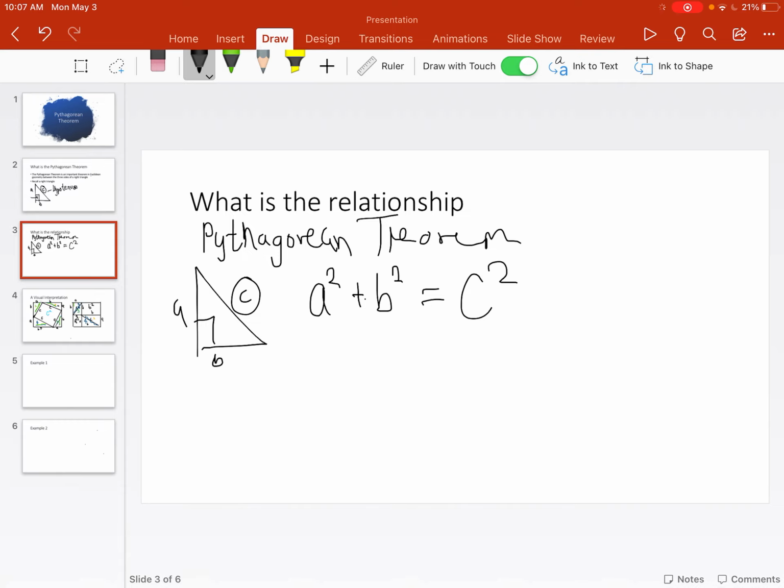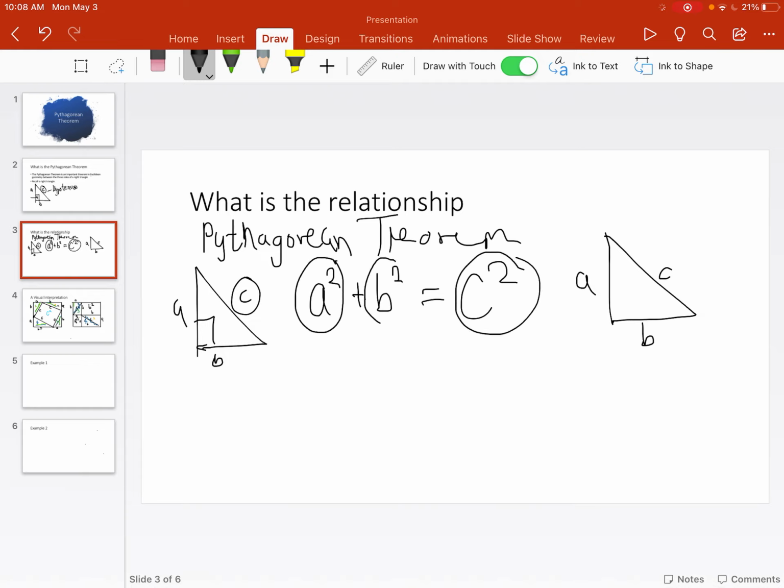Now, let's look at this a little more closely. Let's redraw this diagram. I'm going to draw this right here. I'm going to call the same sides A, B, and C. And recall C is the hypotenuse. It's the longest side. Going back to this equation real quickly, again, C squared is the hypotenuse. These are the shorter side lengths. So keep that in mind. We're going to discuss that a little more later, but keep that in mind.